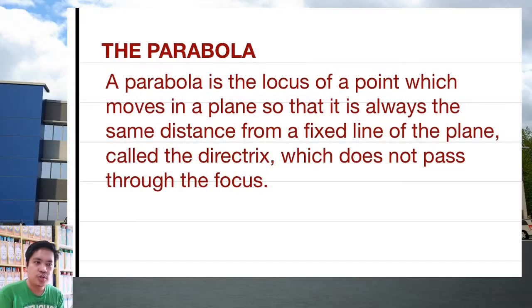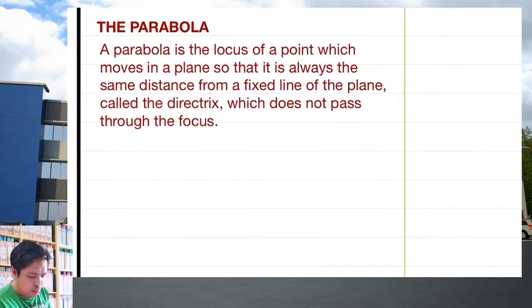Let's come now to our next lesson, which is all about the parabola. So let me read first the definition of a parabola. A parabola is the locus of a point which moves in a plane so that it is always the same distance from a fixed line of the plane called the directrix, which does not pass through the focus. Let us interpret this definition.